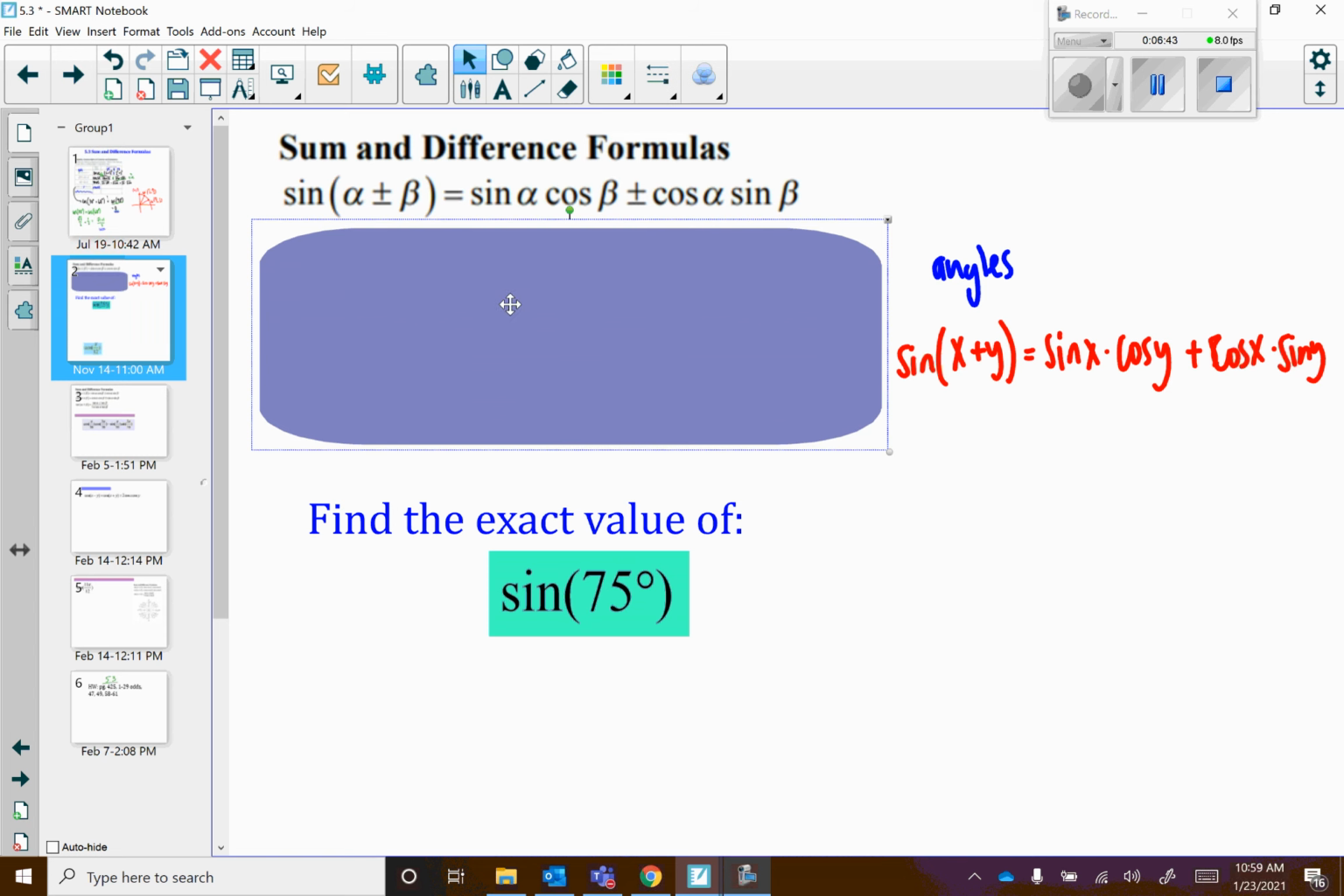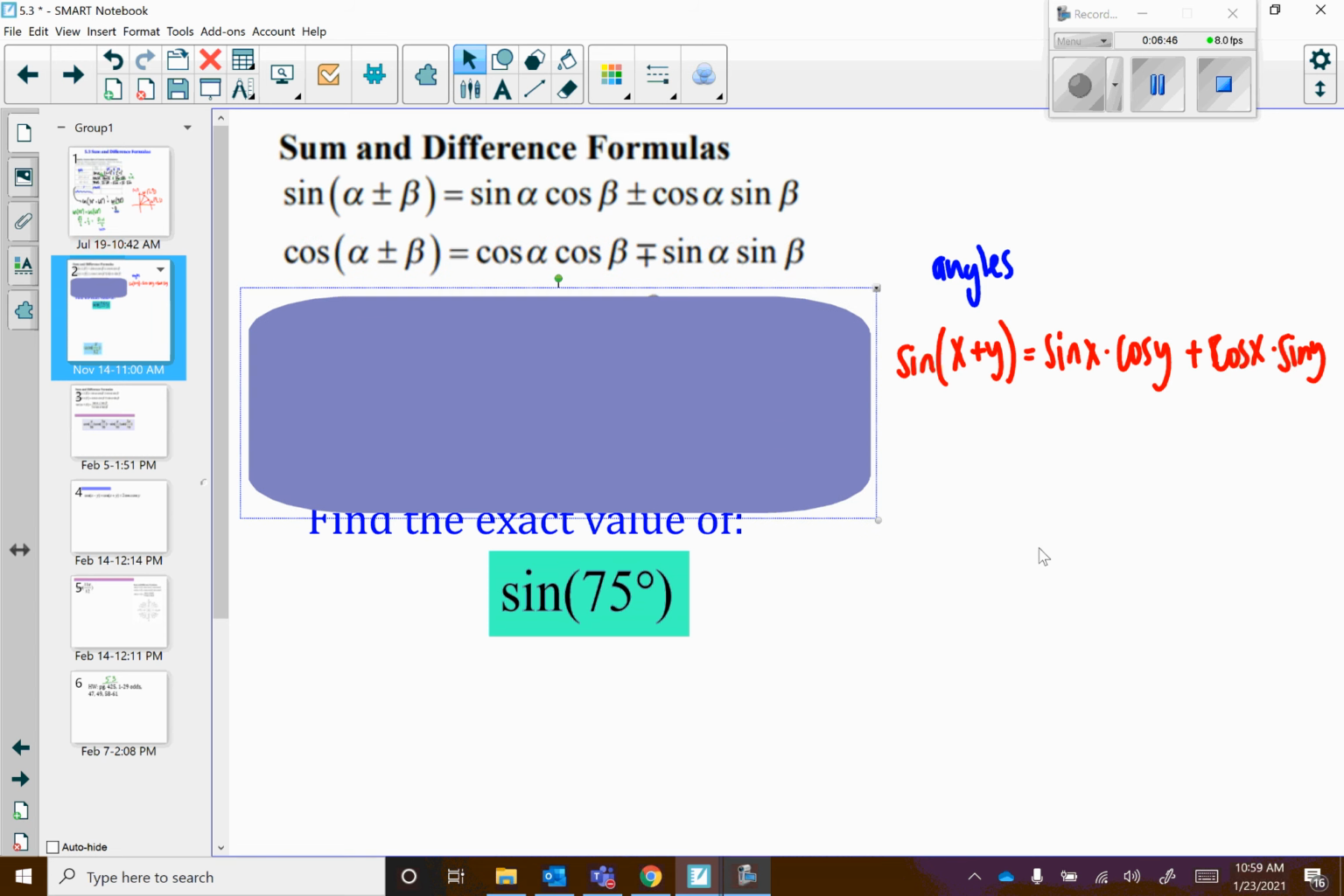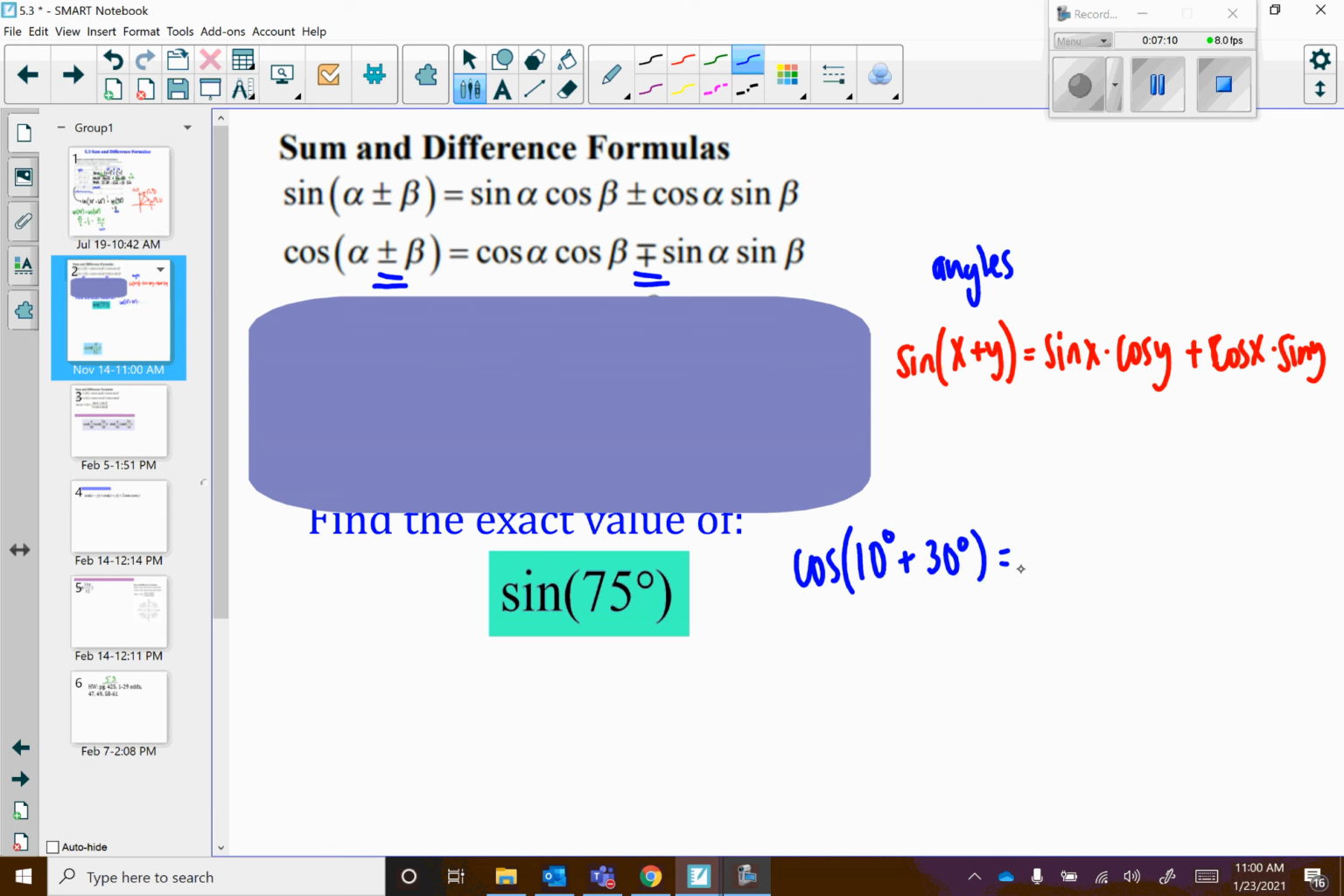Cosine is very similar. Cosine of alpha plus or minus beta is equal to cosine of alpha times cosine of beta minus or plus sine of alpha times sine of beta. So notice here, they are flipping this sign. So if I'm trying to find, let's say, cosine of 10 degrees plus 30 degrees, I would be then subtracting those in between later. When I'm adding originally, I am going to subtract in the formula, and when I'm subtracting originally, I'm going to add in the formula. That's what that plus or minus flipped over looks like.